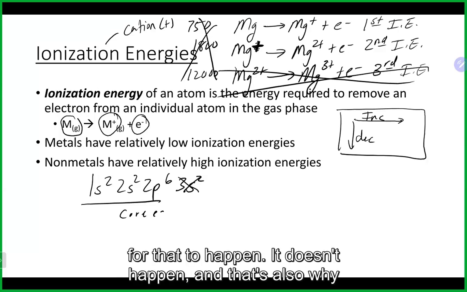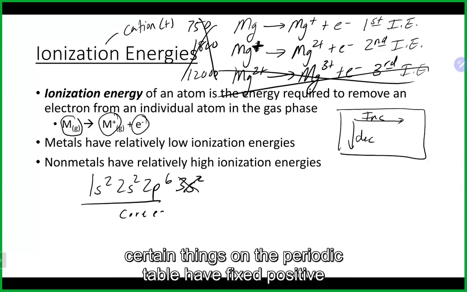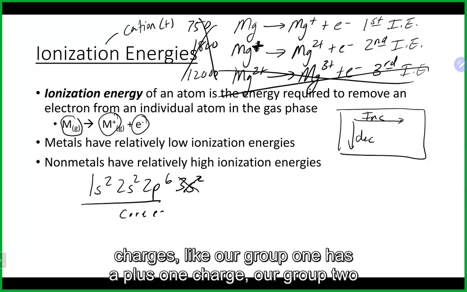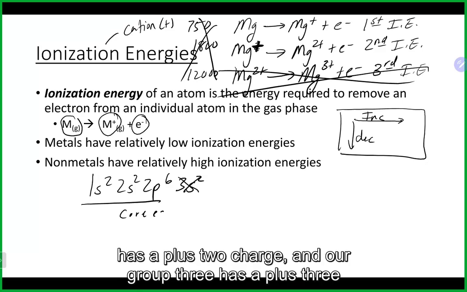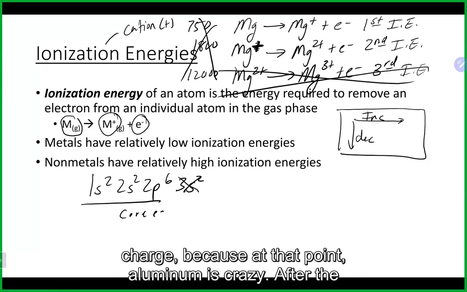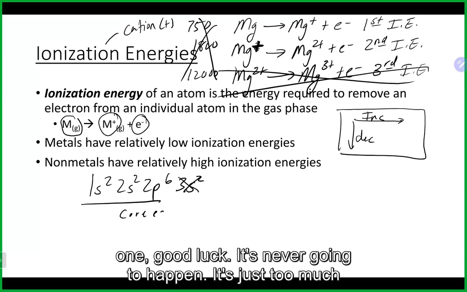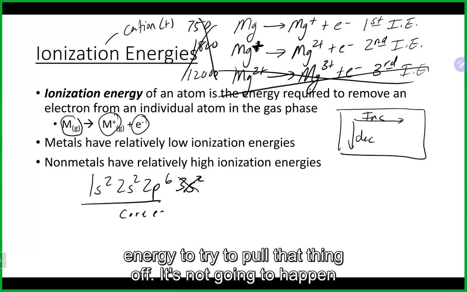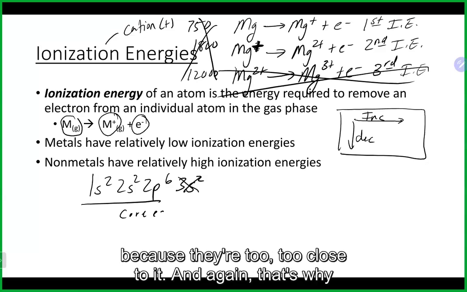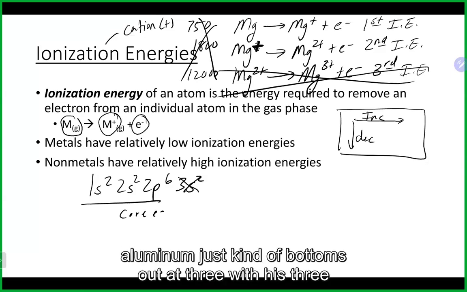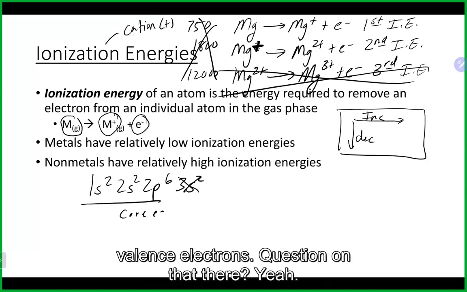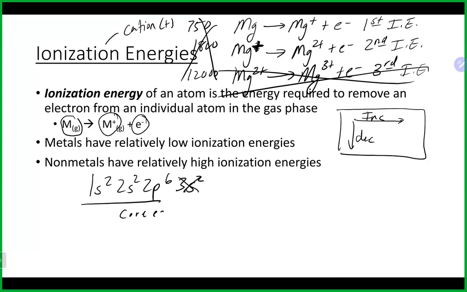And that's also why certain things on the periodic table have fixed positive charges, like our group 1 has a +1 charge, or group 2 has a +2 charge, and our group 3 has a +3 charge, because at that point, aluminum's crazy. After the third electron goes, you want to try to remove that fourth one, good luck. It's never going to happen. It's just too much energy to try to pull that thing off. It's not going to happen because they're too close to it. And again, that's why aluminum just kind of bottoms out at 3 with its 3 valence electrons. Question on that there? Yeah.